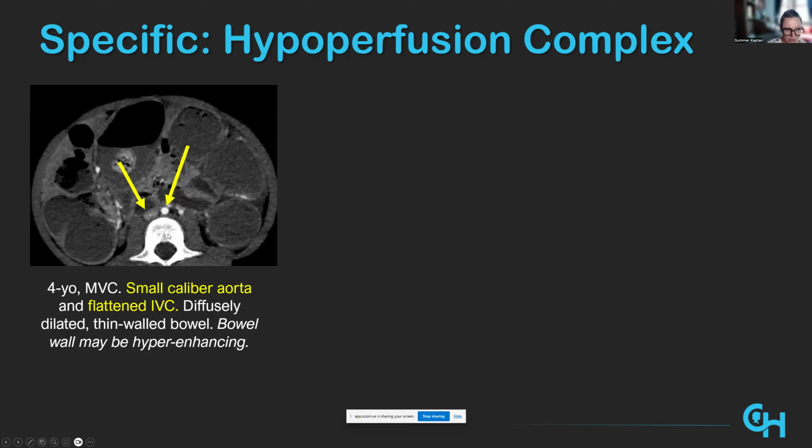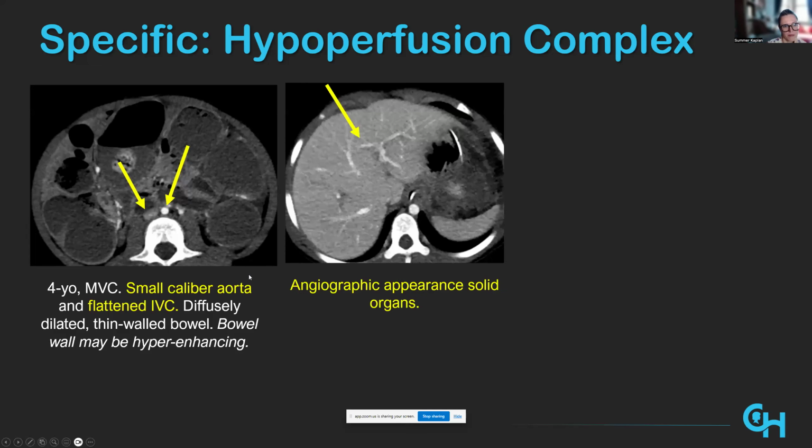We see a small caliber aorta, which is characteristic of hypoperfusion. A flattened IVC. So the IVC, this is not as flat as they sometimes are. Sometimes it's very flat. Sometimes the aorta looks like the size of a superficial femoral artery, like it's very, very small. So if you have a very small aorta, be very worried. There's also diffuse bowel wall thinning, dilation of the bowel. We don't always have dilation of the bowel like this, but the bowel wall is often hyperenhancing. You will also see in the solid organs what looks like a kind of an angiographic phase. So the vessels tend to be very bright because of that vasoconstriction.